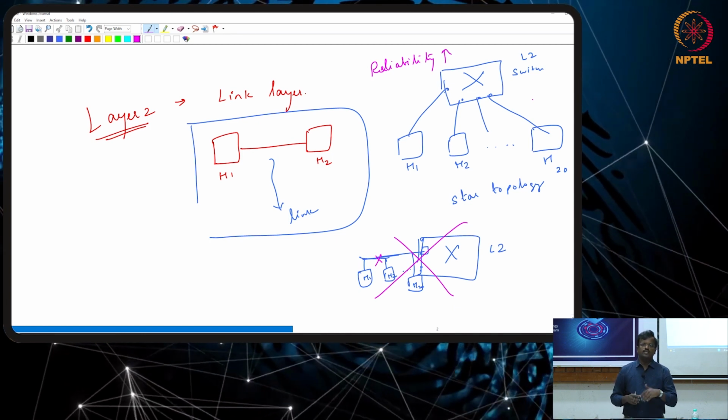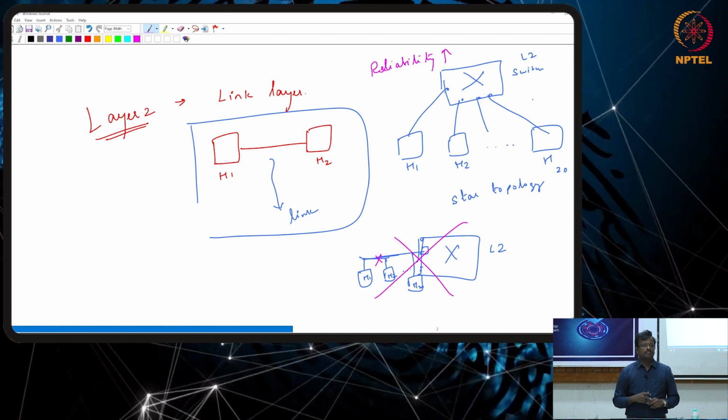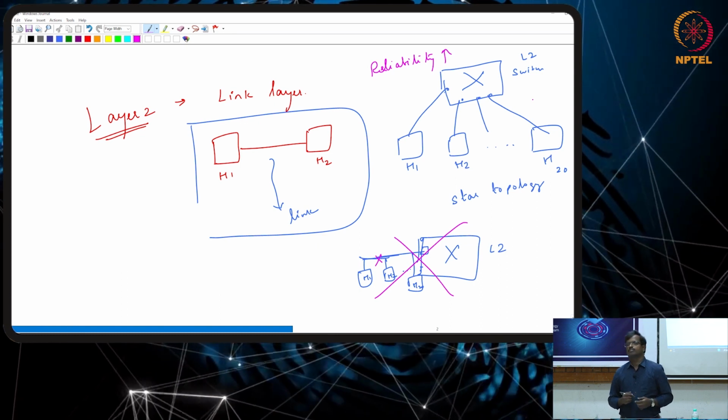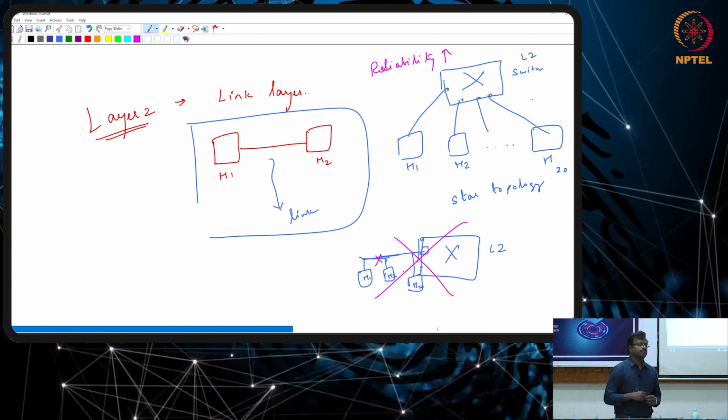So there is another important benefit from this topology in terms of performance. Can you guess what the performance benefit is?